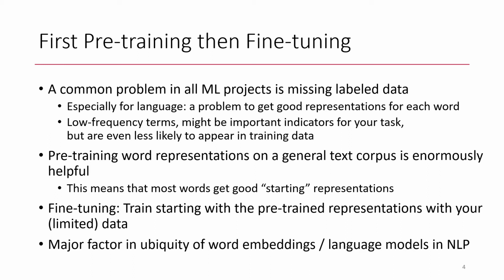We pre-train word representations on a general text corpus, unsupervised, where we don't actually need labeled data, and then we take that pre-trained parameters and put them in our model to fine-tune them. So we continue to train them with our own limited data. And this idea is a major factor in the advances of word embeddings and language models in natural language processing in the last couple of years.